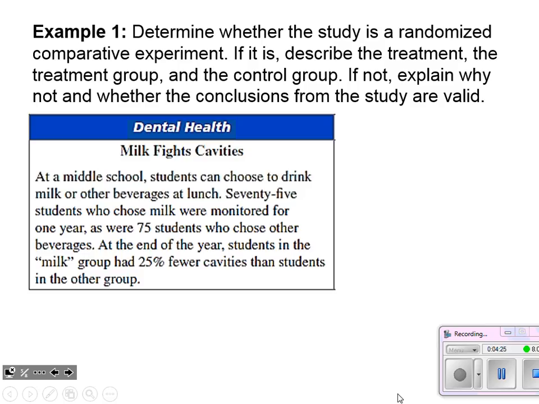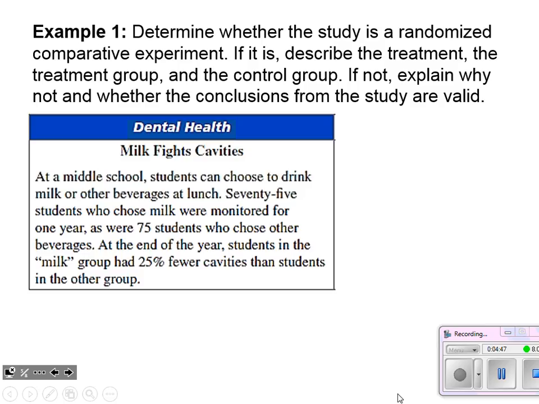Here we have a study that says milk fights cavities. At a middle school, students can choose to drink milk or other beverages at lunch. 75 students who chose milk were monitored for 1 year, as were 75 students who chose other beverages. At the end of the year, students in the milk group had 25% fewer cavities than students in the other group.